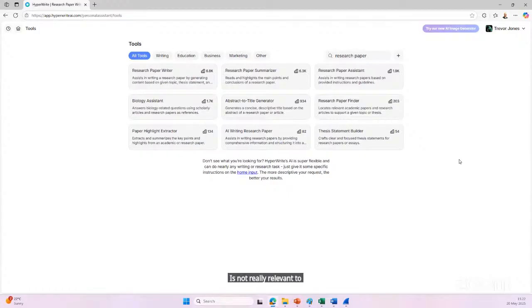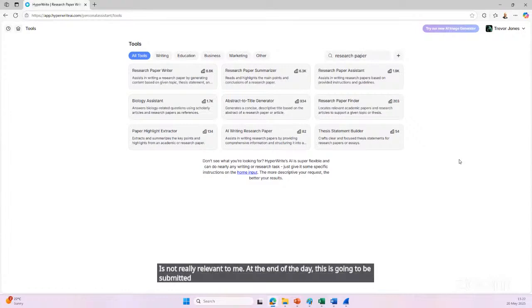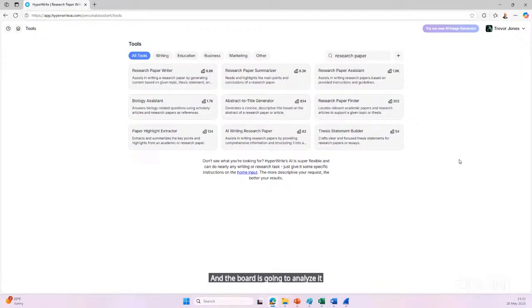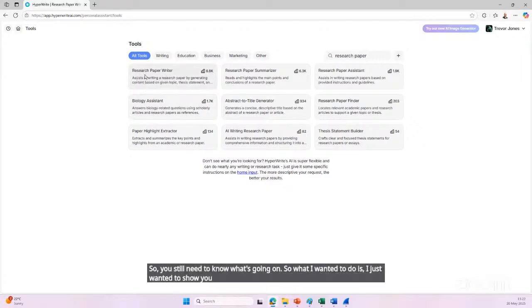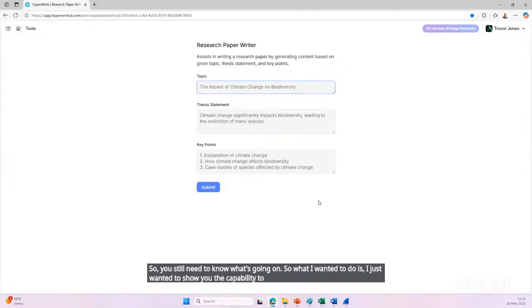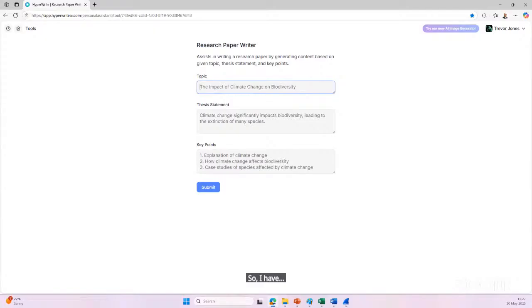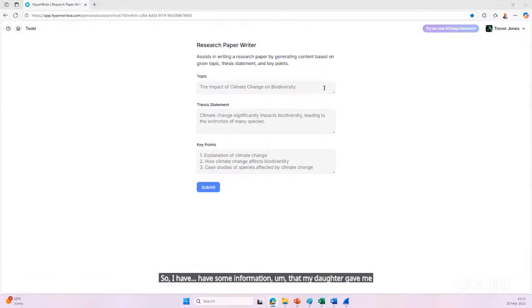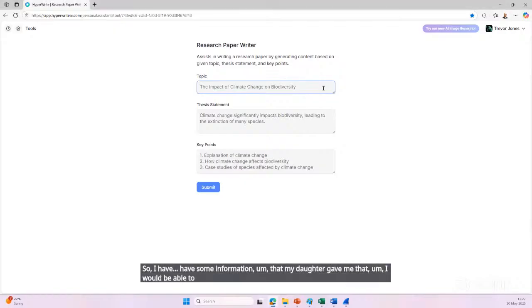At the end of the day, this is going to be submitted to a board, and the board is going to analyze it, and the board is going to score it. So you still need to know what's going on. So what I wanted to do is I just wanted to show you the capability to go ahead and create a research paper. So I have some information that my daughter gave me that I would be able to put into this research paper writer for me.